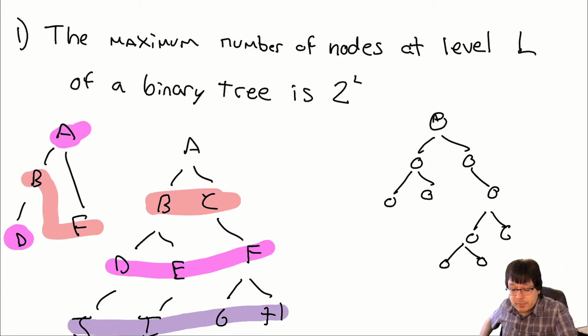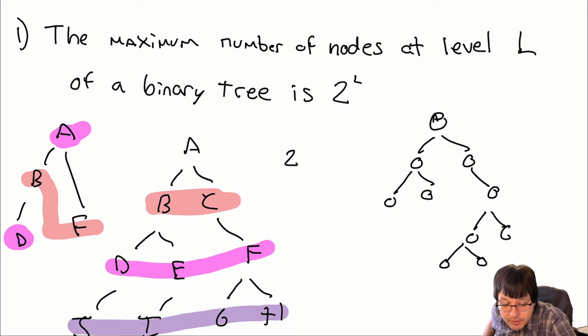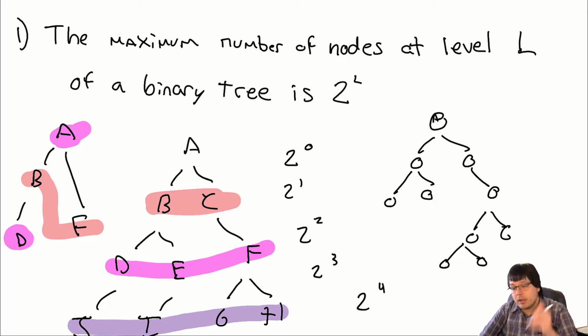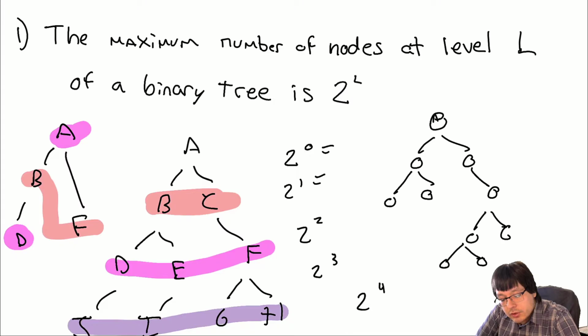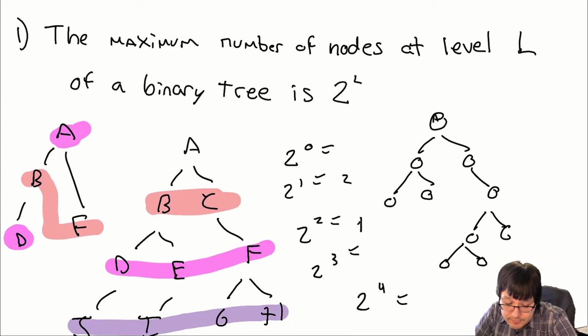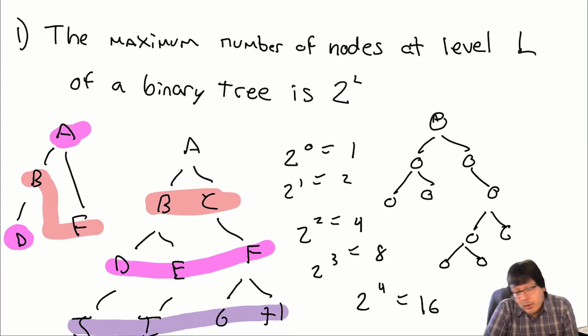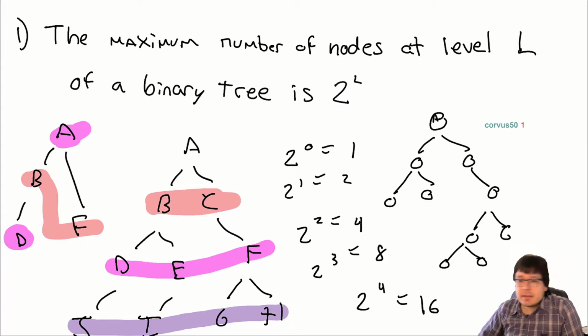So let's plug in 2 to the L power for a couple of things. We got 2 to the 0, 2 to the 1, 2 to the second, 2 to the third, and 2 to the fourth, okay? So what are these numbers equal to? What's 2 to the 0? What's any number to the 0 power equal to? One, right? I hope you guys are thinking one.